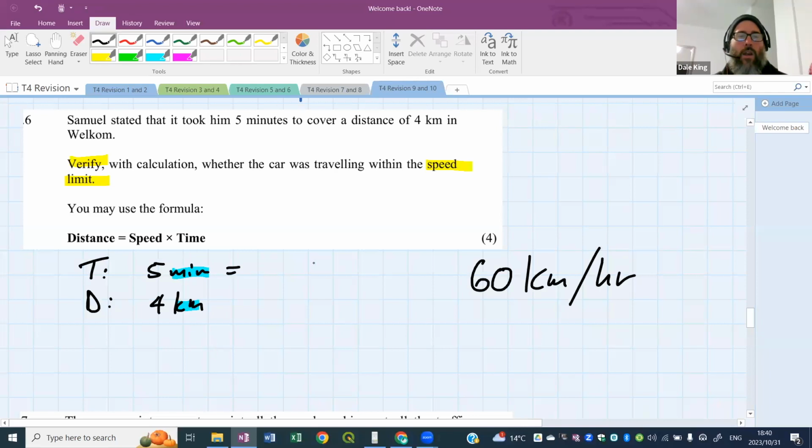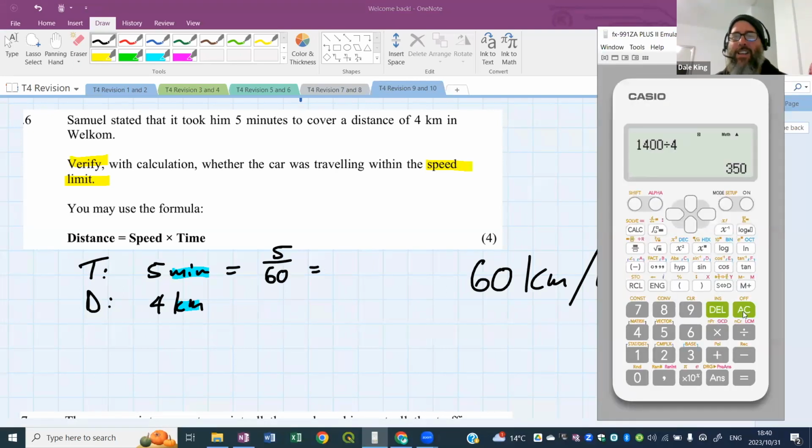And how do we do that? Times by 60. Or divide by 60. Divide by 60, sorry. We have to divide by 60. Okay, so 5 out of 60 minutes is how many hours?